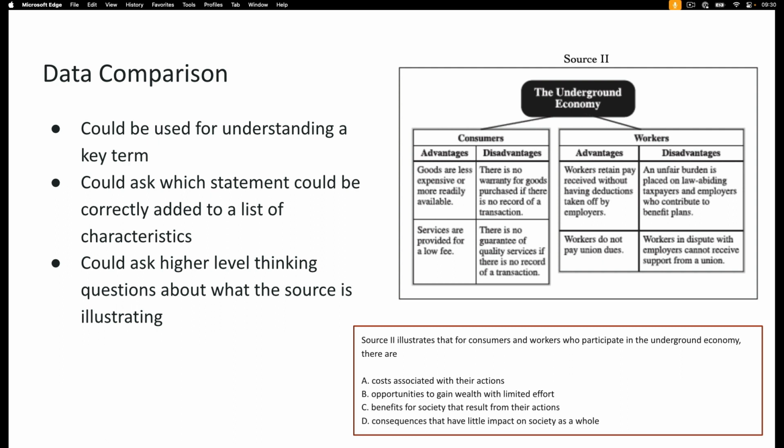Data comparison. Okay, understanding of a key term is what we'll use data comparison for. Could be asking which statements are correct in the list that's there. These are testing your higher level thinking areas, right? What is the overall source trying to illustrate? These aren't the easiest questions. So usually these are going to be your higher level thinking questions.